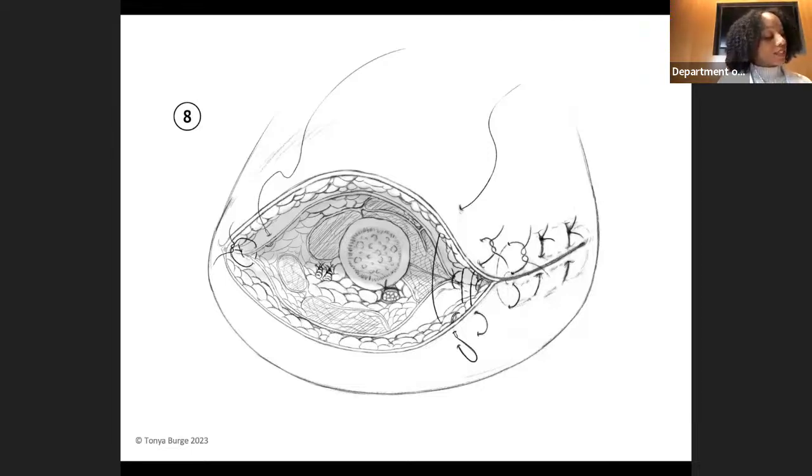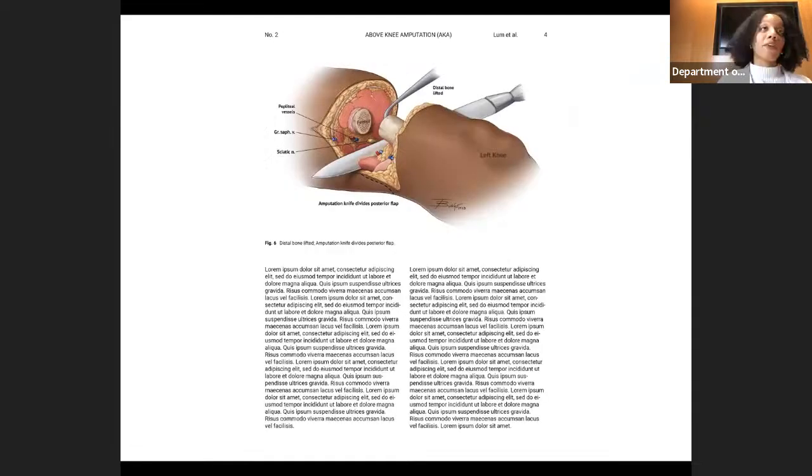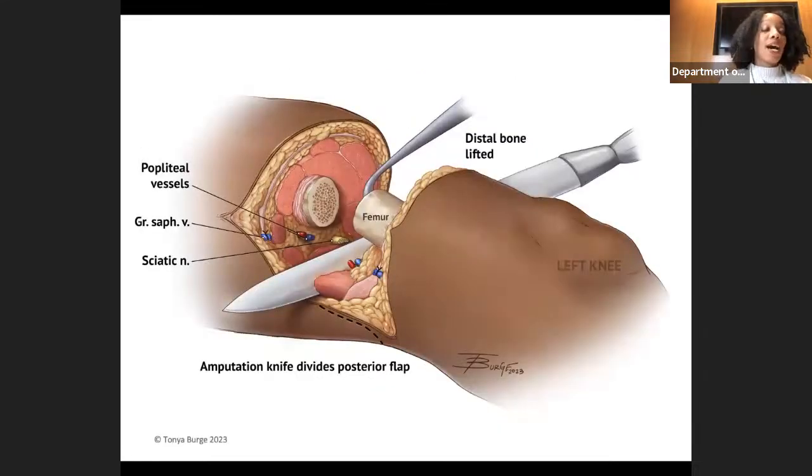I decided to fully develop step 6 for my final render. Here's that illustration in journal format. Again, this step depicts the major surgical moment of the posterior portion of the leg being divided, with labels indicating important vasculature. I'm happy to take any questions at this time.